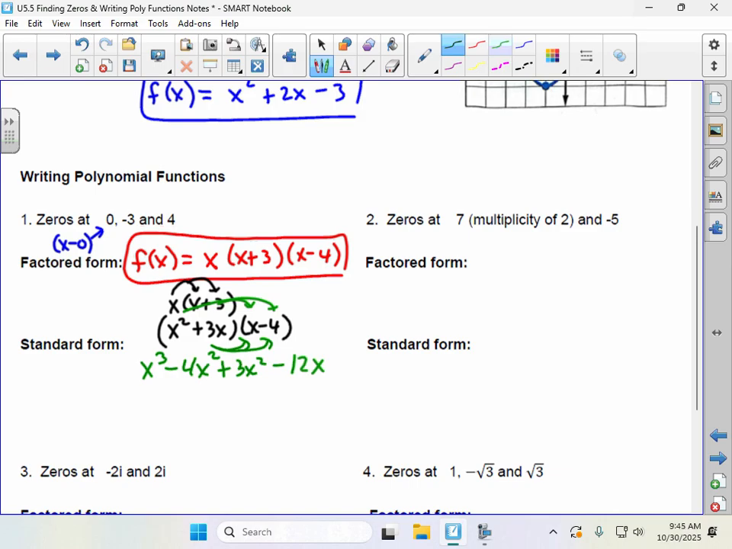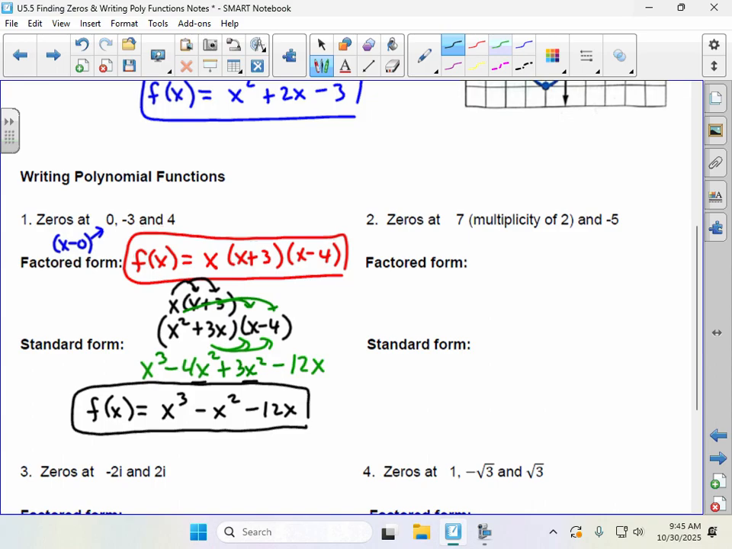Now we want to combine like terms. Again, I'll just write this as f of x equals x cubed, my highest exponent. I have 2 like terms in the middle, so it's minus x squared, and then minus 12x. Again, you can see that this is a degree 3 polynomial also because the highest exponent is 3.